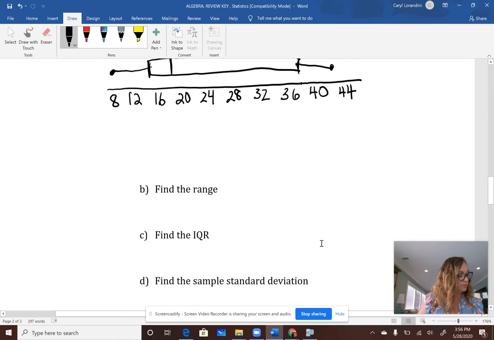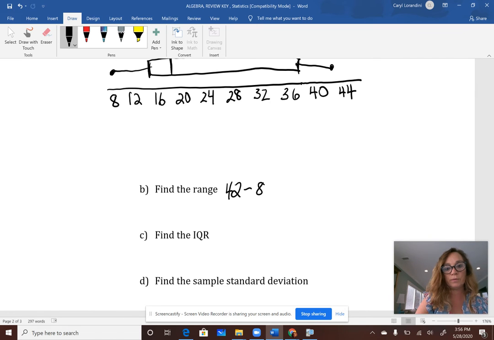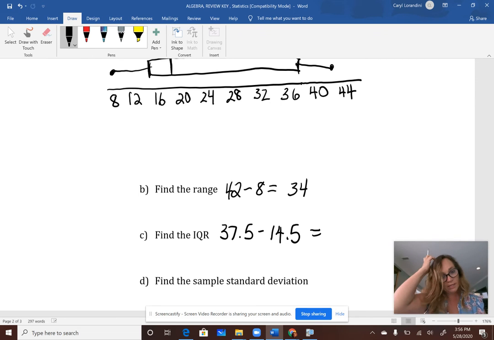Okay, find the range. The range is high minus low. So 42 minus 8 equals 34. Find the IQR. 37.5 minus 14.5, which equals 23. It's a pretty big IQR.